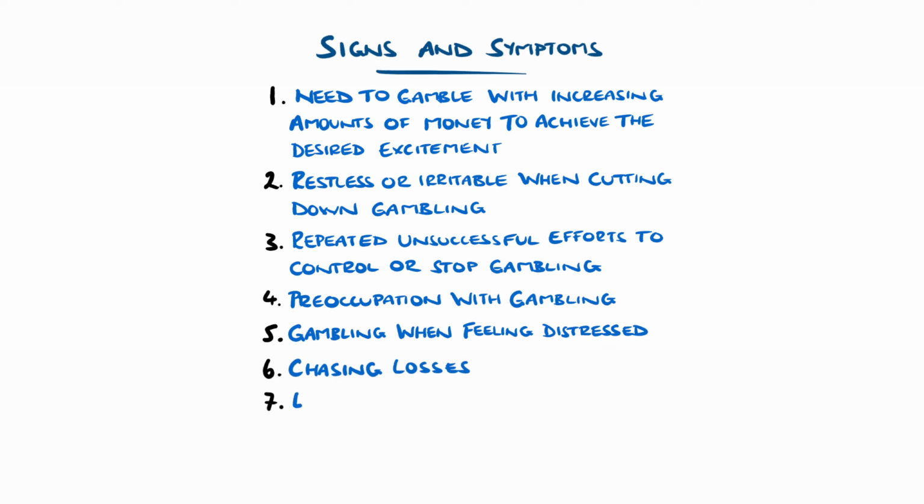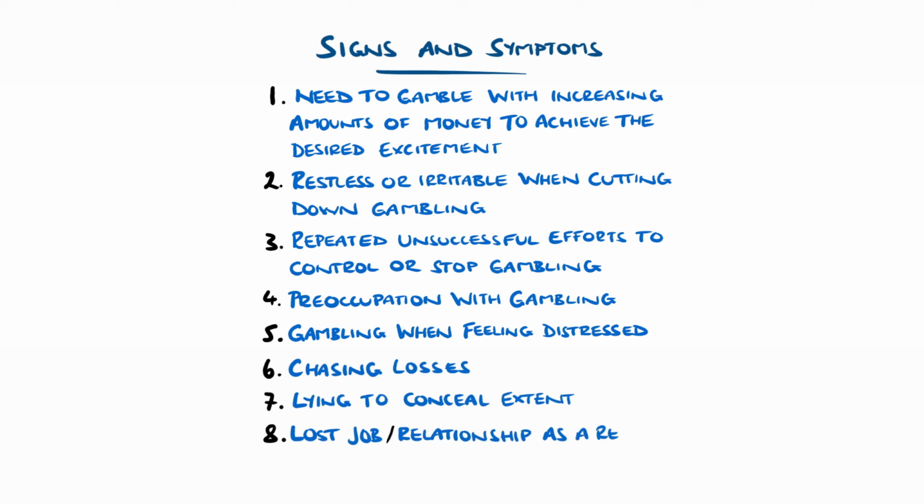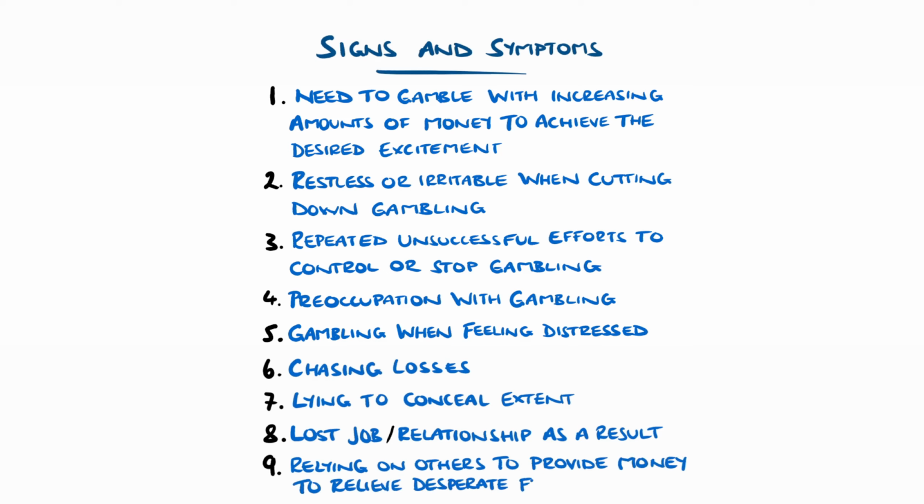7th is lying to conceal the extent of gambling. And 8th is a history of losing a significant relationship, job, or educational or career opportunity because of gambling. And the 9th is relying on others to provide money to relieve desperate financial situations caused by gambling.